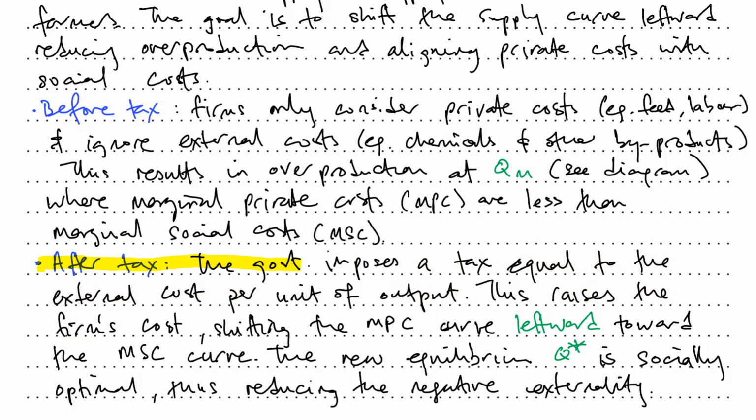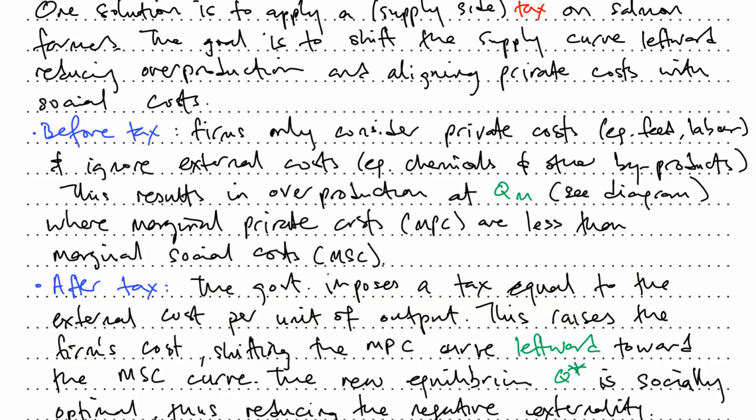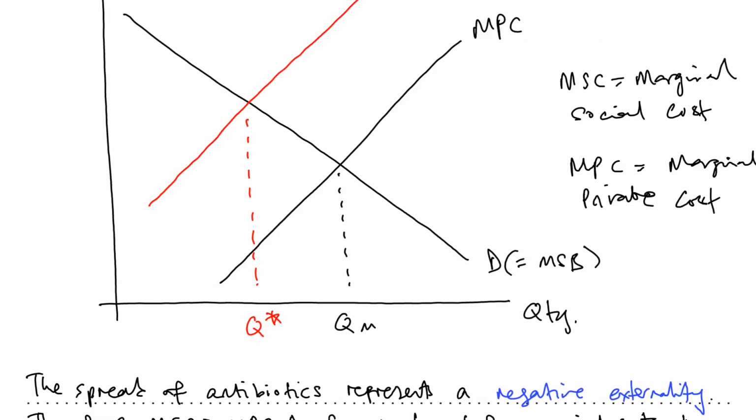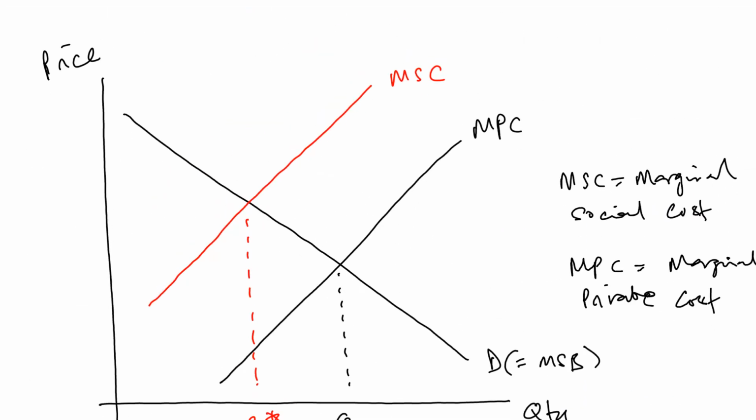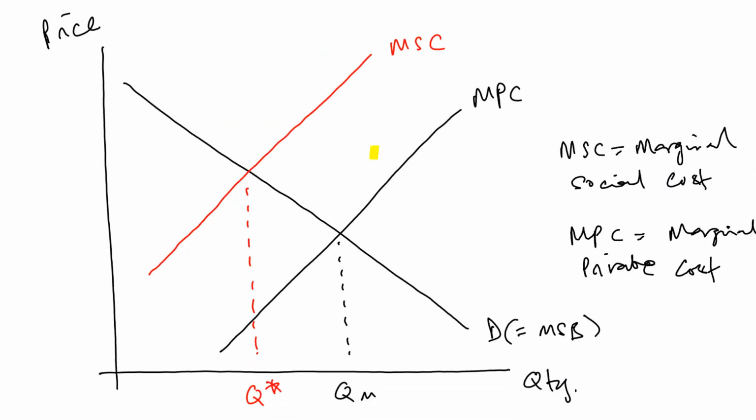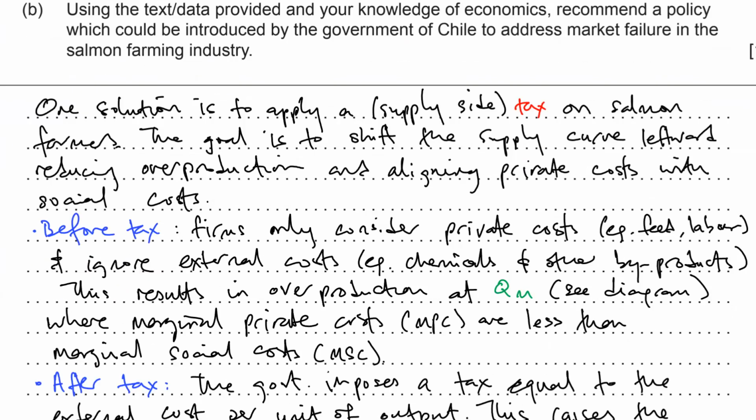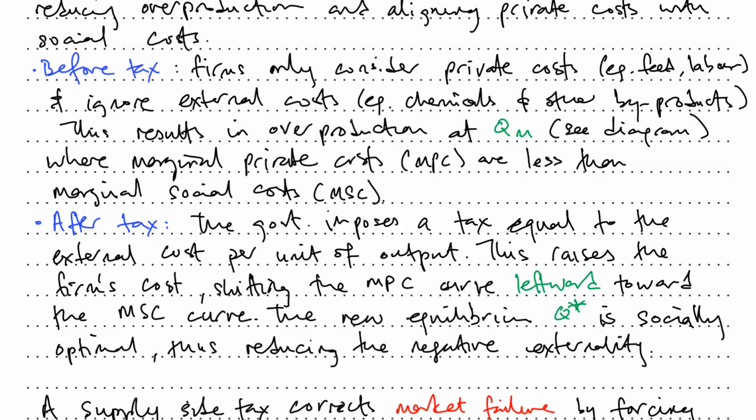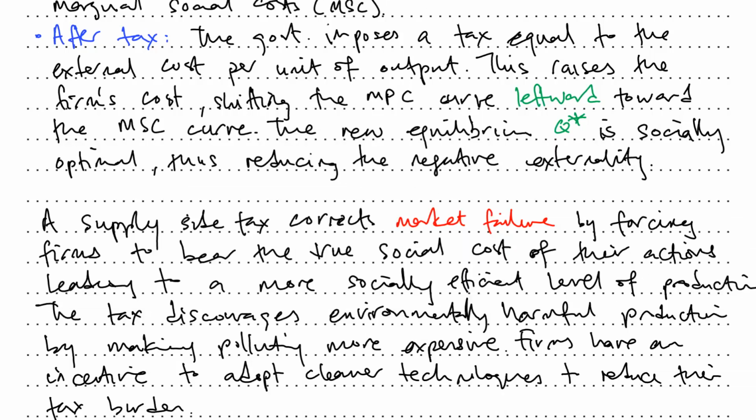Okay, so what we're saying is once we put the tax on, then hopefully if the tax is effective, it's going to shift this thing backwards, and we're going to end up from MPC down back to MSC, and so the quantity that's produced and consumed will naturally fall from QM down to Q star. So that's the first bit. That's kind of what the tax is going to do.